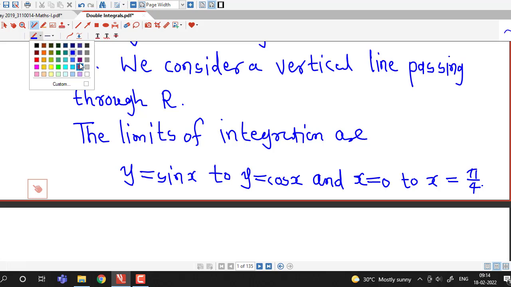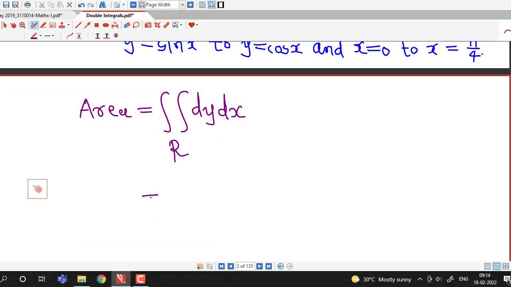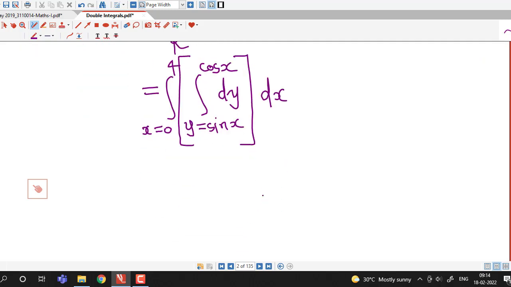Now we write down the formula for the double integral. So we know that area using double integral will be equal to double integral over R of dy dx. We are considering a vertical line, therefore the order of integration is first with respect to y and then with respect to x. So first we write down limits of y, which are y equal to sin x to cos x. Limits of x are from x equal to 0 to pi by 4. First integral is with respect to y and then with respect to x, and here we keep in mind that while integrating with respect to y, we will consider x as constant.